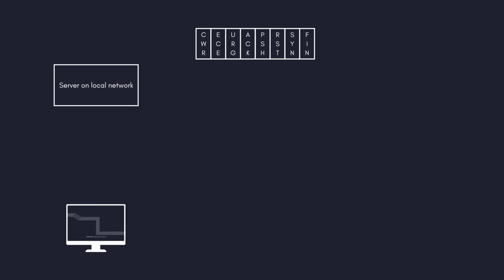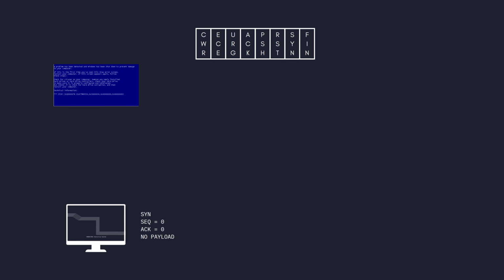But what if it goes wrong? So we send out a sync and the server crashes. It never responds with its own sync or acknowledgement. So actually, the way that TCP is built, we can actually retry this. And if we retry this a bunch of times and it never responds, then we can just assume that the server is down or something's wrong.